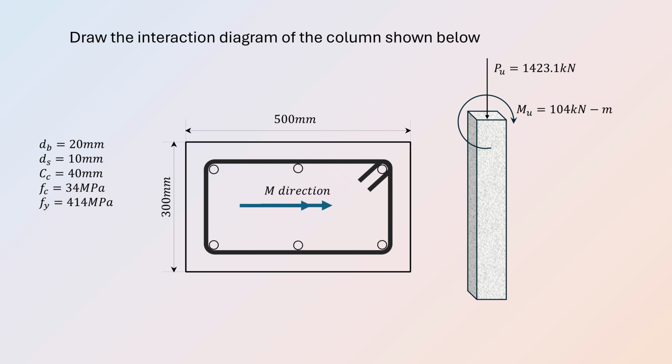What's up, everyone? Today, we're going to create the interaction diagram for the column as shown and evaluate whether the applied loads are acceptable. If you haven't watched the previous lecture on this topic, I recommend checking the link in the description below. The column is loaded with 1423.1 kilonewtons of compressive force and 104 kilonewton meters of bending moment.